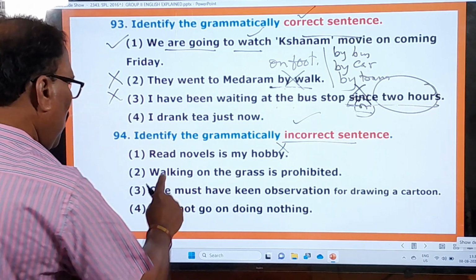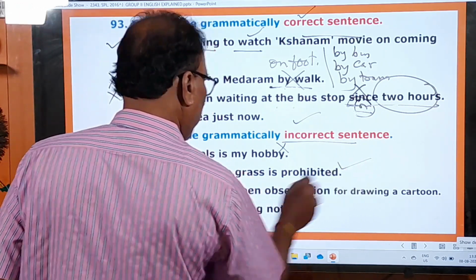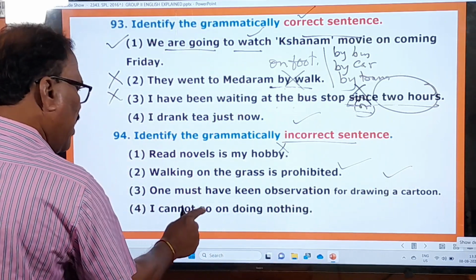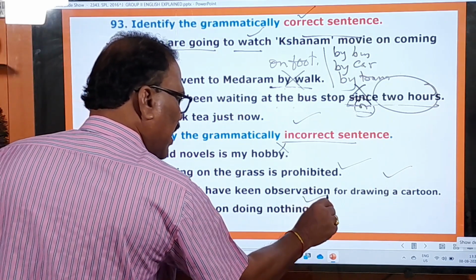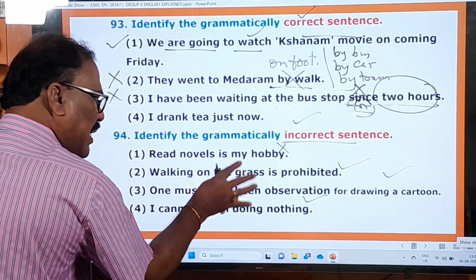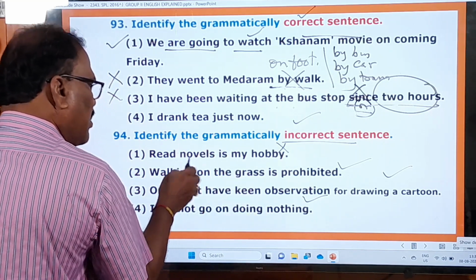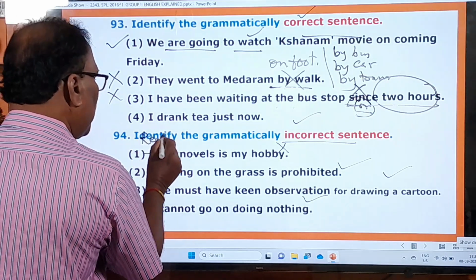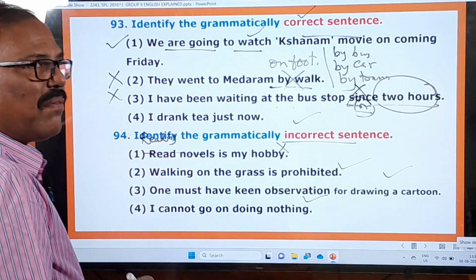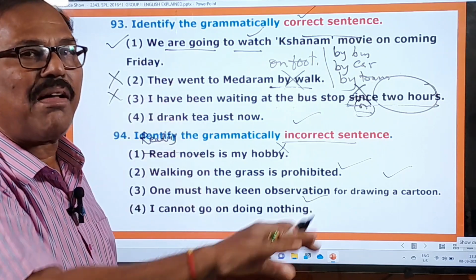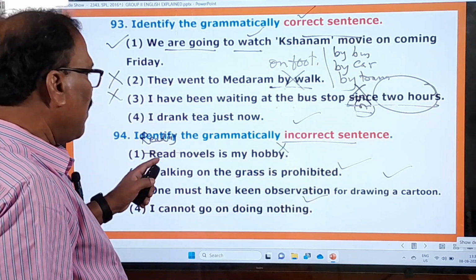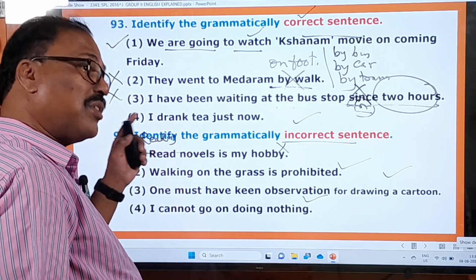Walking on the grass is prohibited, right? One must have keen observation for drawing a cartoon, right? I cannot go on doing nothing, right? These three are grammatically correct, except this one, because read novels is not the right one. You should say reading novels. Reading novels means navalalu chaduvuta. Read novels means navalalu chaduvu kaadu.